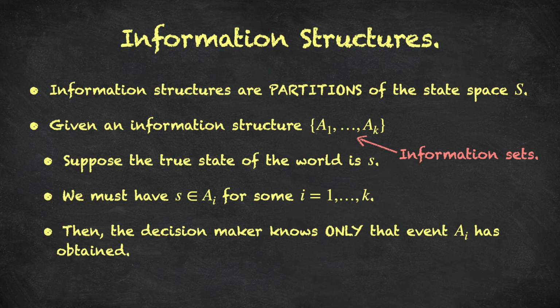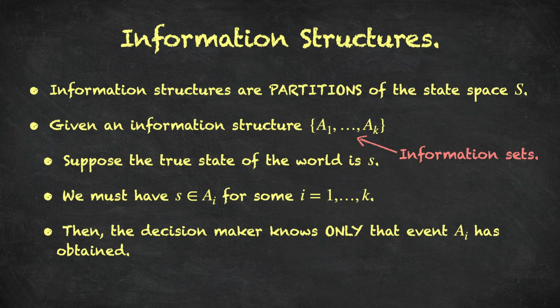It is the following: suppose the true state of the world is little s. So there is a true state of the world. Our decision maker might not know the true state of the world, however, but it must be the case, because this information structure is a partition, it's chopped up the state space, that this state has to be in one of these information sets. And this is what the decision maker knows.